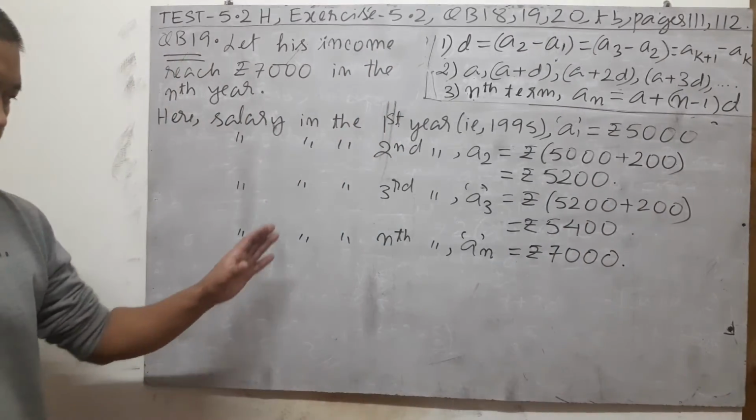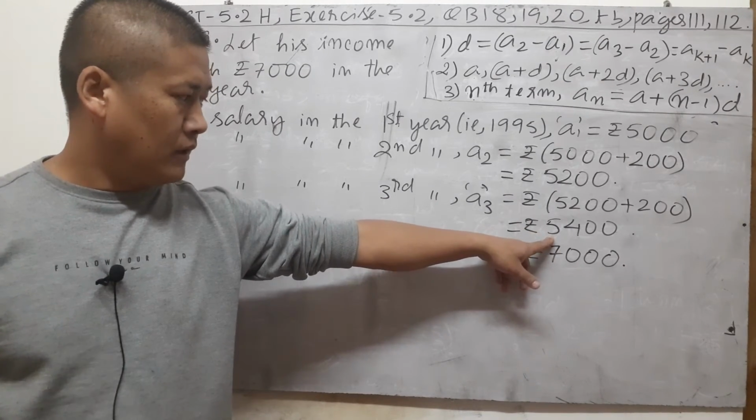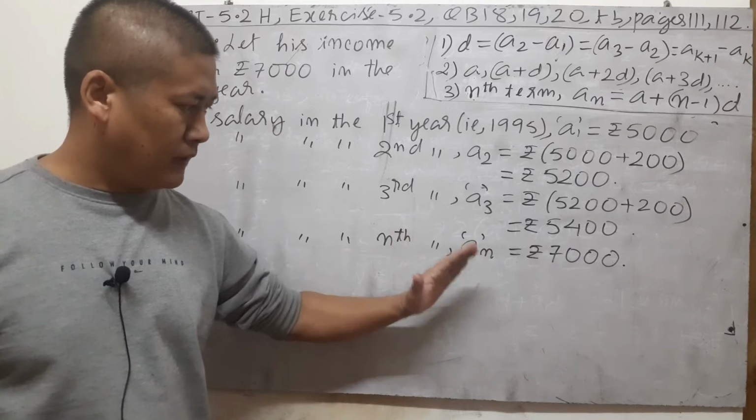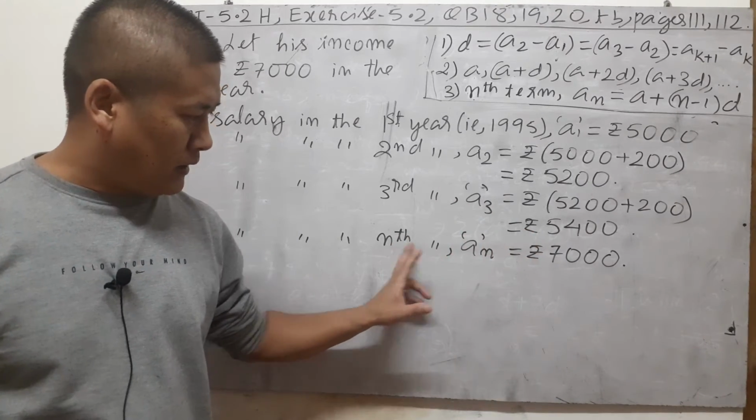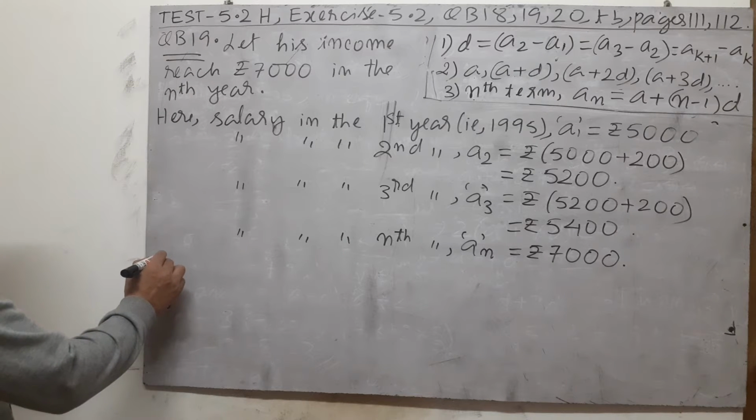So when did he reach 7,000? In which year? In the third year it was only 5,400. In which particular year? In the 7th or 8th or whatever, and that year is going to reach this. That's what it means.